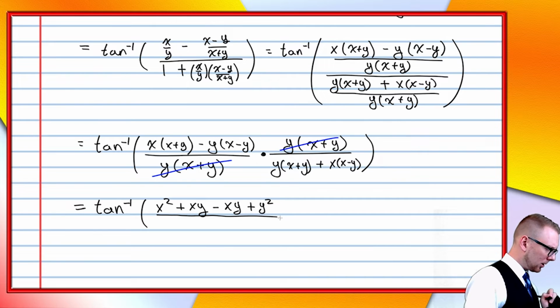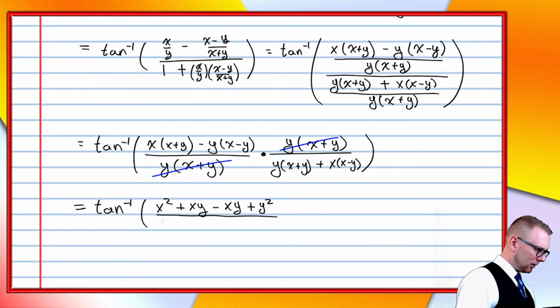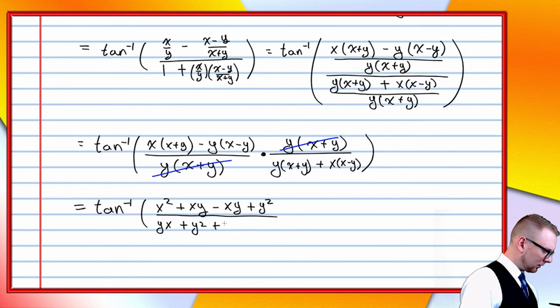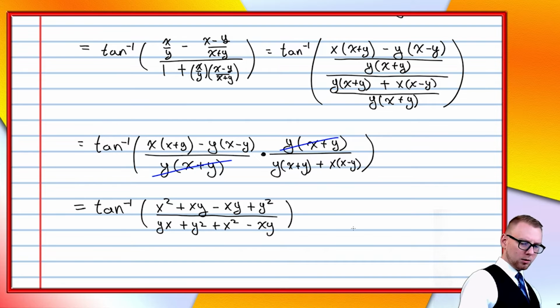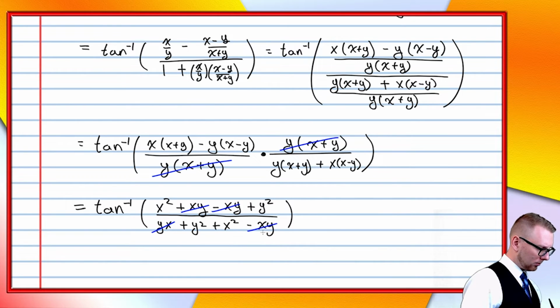And then let's see what's on the bottom. We've got a y times x. And then we've got a y squared. We've got a plus x squared. And then a minus xy. Well, combining like terms, x plus y and x minus y go away. And then this yx and this xy go away.